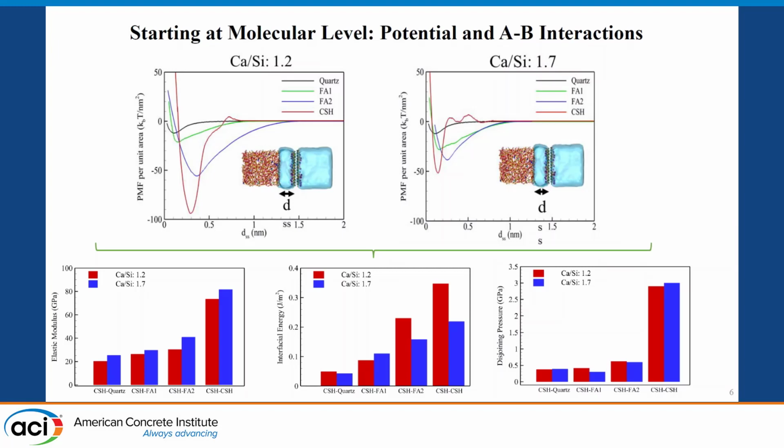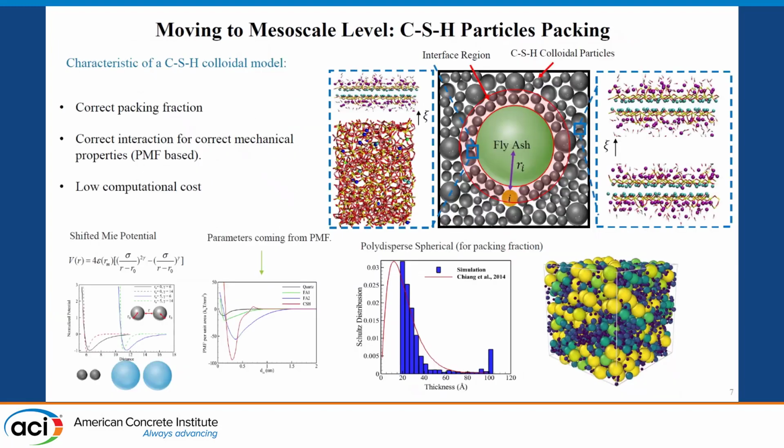We know if we put those two elements, A and B, together, depending on what the stoichiometry is, we are able to describe the strength of the interface right at the nanoscale. So what do we do next? Because that would not be the end of the story. Now we would like to know how collectively the CSH gel interacts with the fly ash particle.